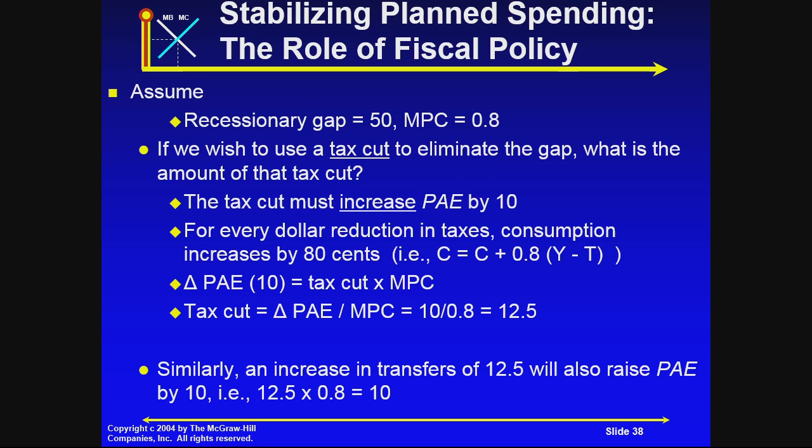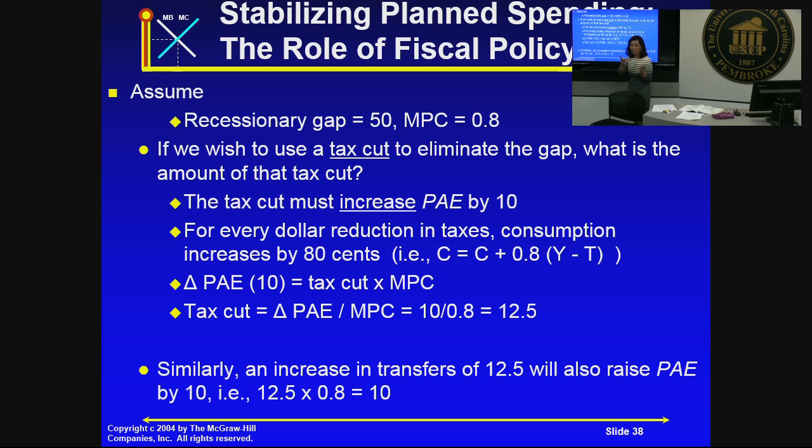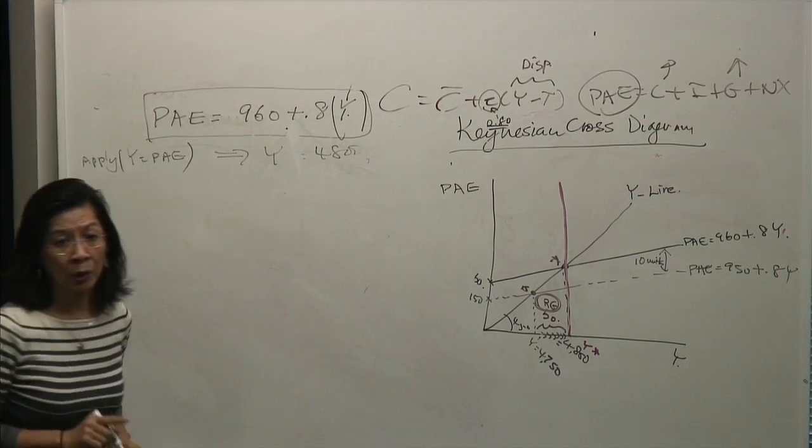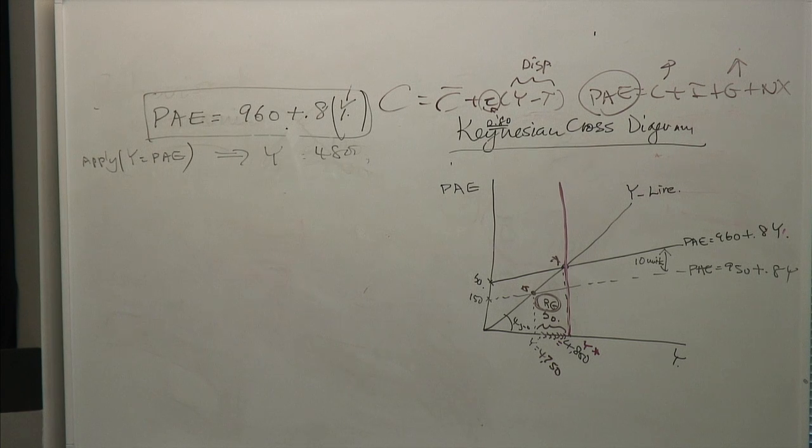Okay, this is a slide I want to show you. So let's work on this example. In this particular example, we say the recessionary gap is 50. Same example we just looked at, right? Remember, 4750 and 4800, the difference is 50. And your MPC, or marginal propensity to consume, which is that little c right here, is 0.8. And later on, since we work it out, you still have 0.8 in the PAE equation. It didn't just go away.